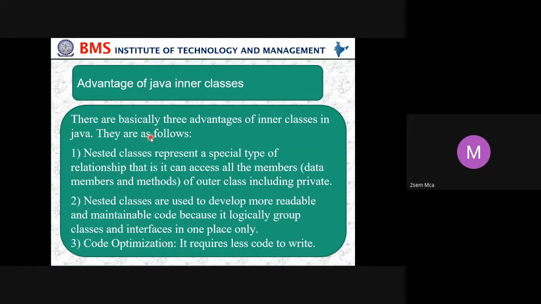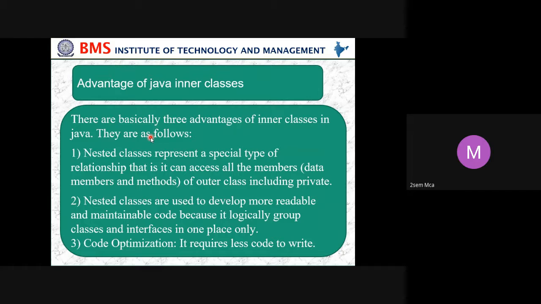Then what are the advantages of a Java inner class? There are basically three advantages of inner classes in Java. Nested classes represent a special type of relationship, in that they can access all the members, data members and methods of the outer class, including private. Nested classes are used to develop more readable and maintainable code because they logically group classes and interfaces in one place only. And code optimization: it requires less code to write. So these are the three advantages of a Java inner class.